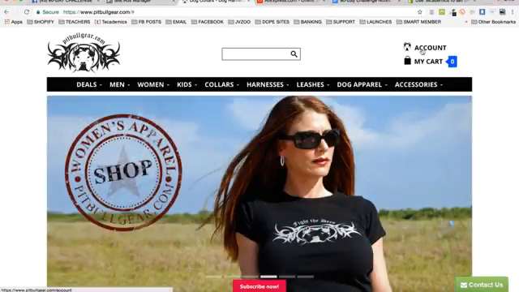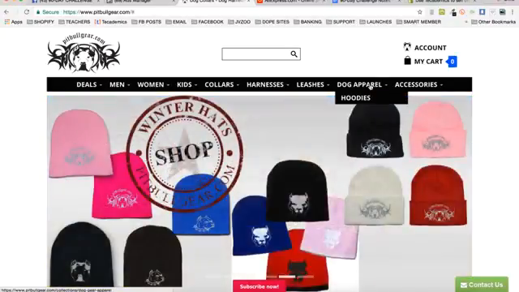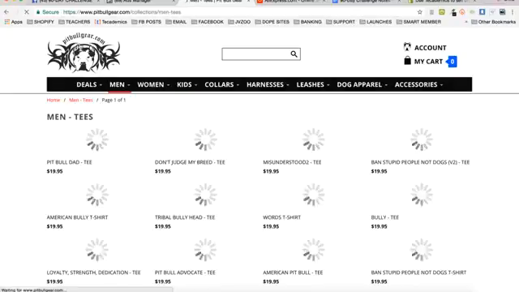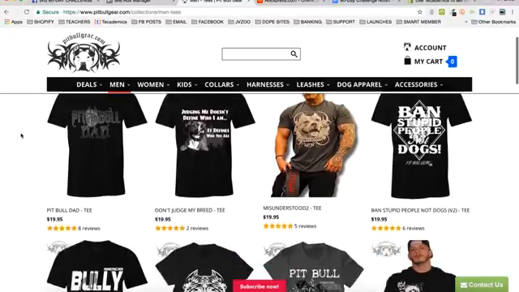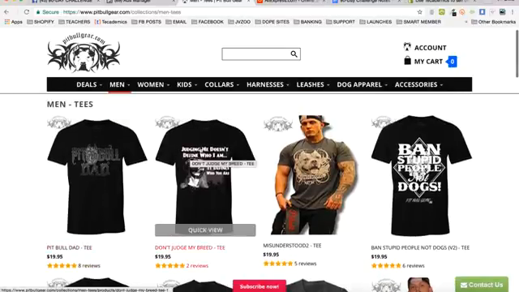They have a logo, and they have their shopping cart. They have their categories: men's, women's, kids, collars, harnesses, leashes, dog apparel. So they even have clothing for adults. We go to t-shirts that are dog related, that are pit bull related. So look at this, pit bull dad. So this would target dads that own pit bulls.